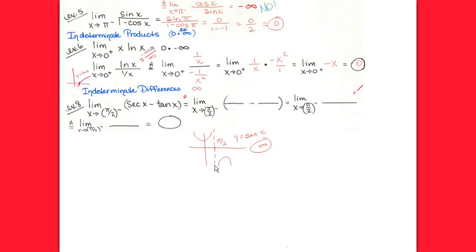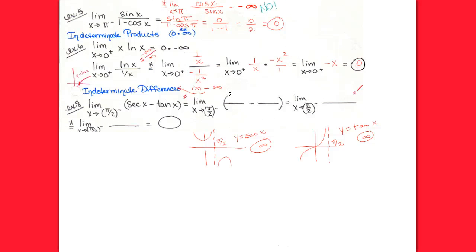Okay? So if I'm looking at my graph and I'm saying what's secant as I approach pi over 2 from the left, that's going to go off to positive infinity, right? So I've got infinity. All right, tangent. I should know what my tangent curve looks like. Tangent, if I approach pi over 2 from the left, that also goes to positive infinity. So I have infinity minus infinity. I have no idea what that is. That is an indeterminate difference. I can't figure that out.